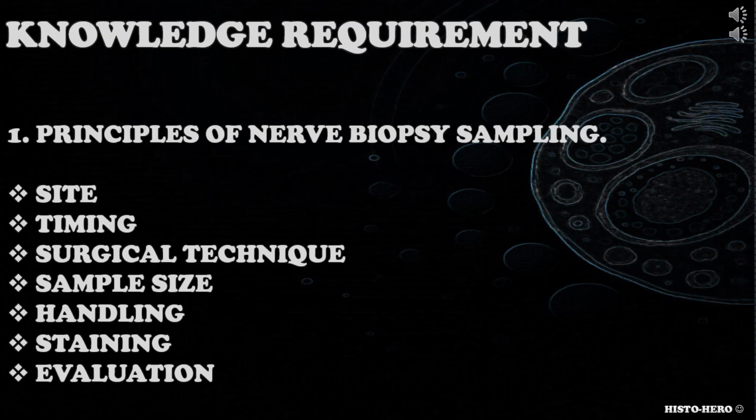Let's have a look at the first knowledge requirement, which is for you to know the principles of nerve biopsy sampling. What is the principle of nerve biopsy sampling? How and why are those samples obtained and sent to histology? Consider optimal specimen site and selection, surgical method used like open technique, sample handling like rapid preservation via snap freezing or fixation, multifaceted analysis via various stains, tissue evaluation.